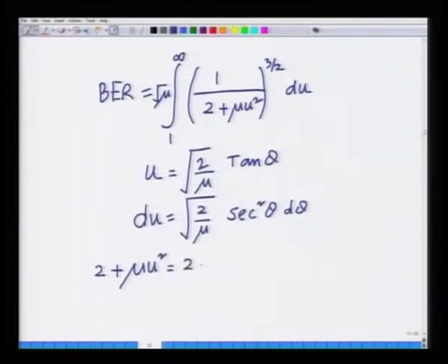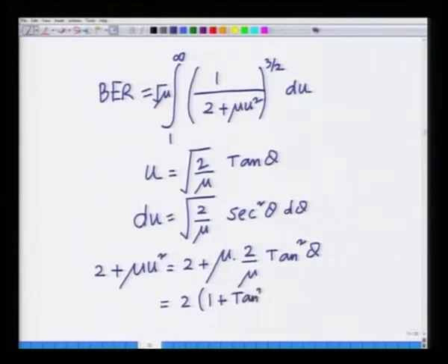nothing but 2 plus mu times 2 over mu tan square theta, which is essentially 2 into 1 plus tan square theta, which is also 2 times secant square theta. All right. So, this 2 plus mu u square is nothing but 2 times secant square theta.